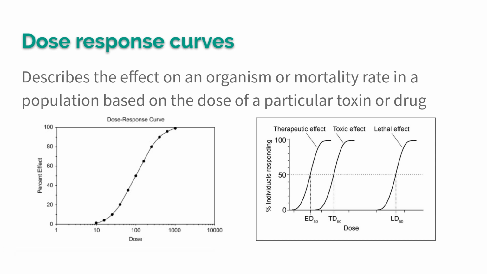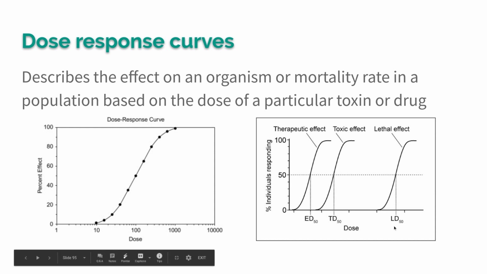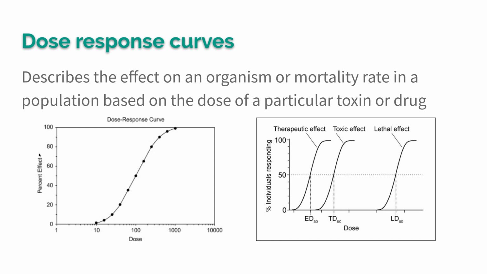Now, that effect could be the desired effect, the therapeutic effect. It could be the toxic effect. So that could be things like illness, coma, some sort of tissue damage, anything that's not good, but it's not fatal. And then the fatal dose, or the lethal effect, that's the LD50. So to read this graph, if you're trying to find the LD50 of a drug or a toxin, you just look at 50% and then look on the graph to find the dose.